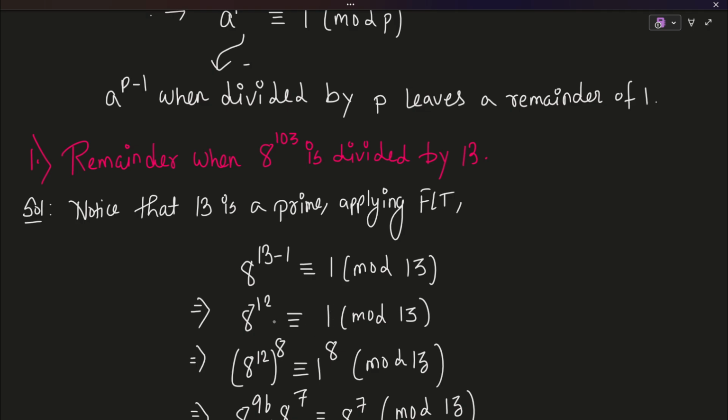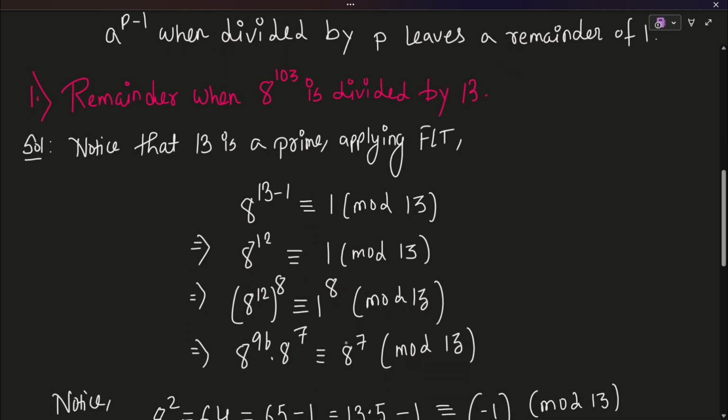That means whatever we exponentiate it will not change, because 1 to the power anything will be 1 itself. So we do 8 to the power 12 whole to the power 8 on both sides, which gives us 8 to the power 96. And that is also still 1 mod 13. Multiply by 8 to the power 7, because that would give you 8 to the power 103 on both sides.